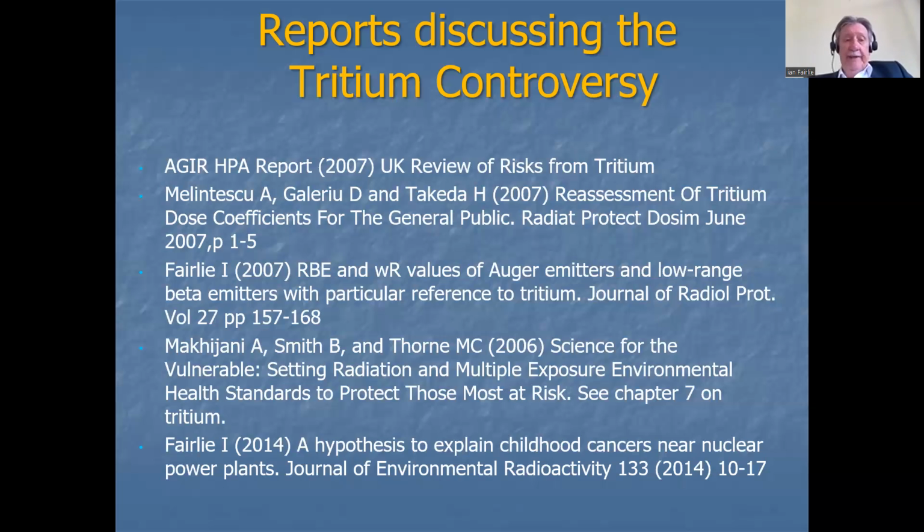There's also a report by Arjun Makhijani and Mike Thorne in 2006, called Science for the Vulnerable: Setting Radiation and Multiple Exposure Health Standards to Protect Those at Risk. One chapter is on tritium, chapter 7, a very good chapter. And finally, in 2014, 8 years ago, I published a hypothesis to explain childhood cancers near nuclear power plants. That basically involved tritium. Okay, next slide.